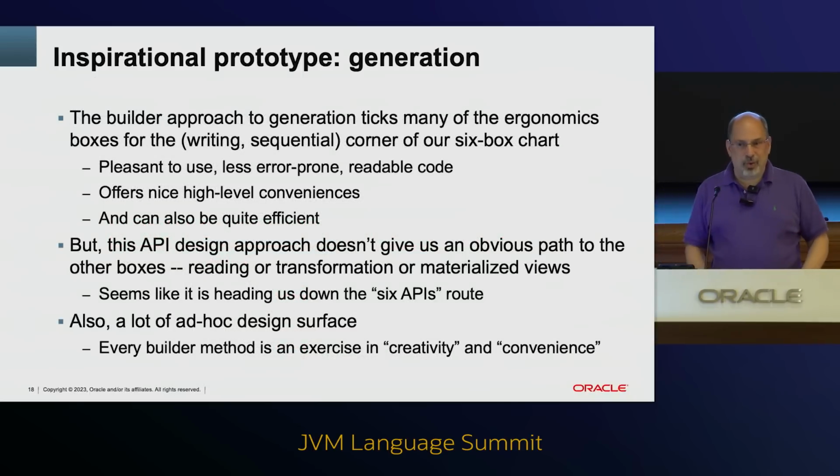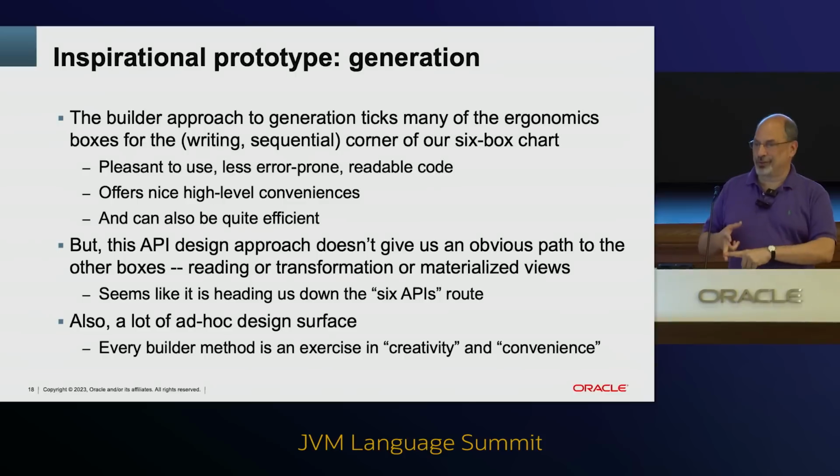So if I showed you this API and asked, would you rather program in this or ASM? Well, you'd probably say that's pretty nice. I like that. In fact, a lot of people jumped on it, and we have some forks of a prototype of this still floating around in the JDK somewhere for test cases. It does tick a lot of the ergonomic boxes that we outlined in our goals, but only for one of the 6 boxes in that 2 by 3 chart, which is the sequential generation corner of the chart.